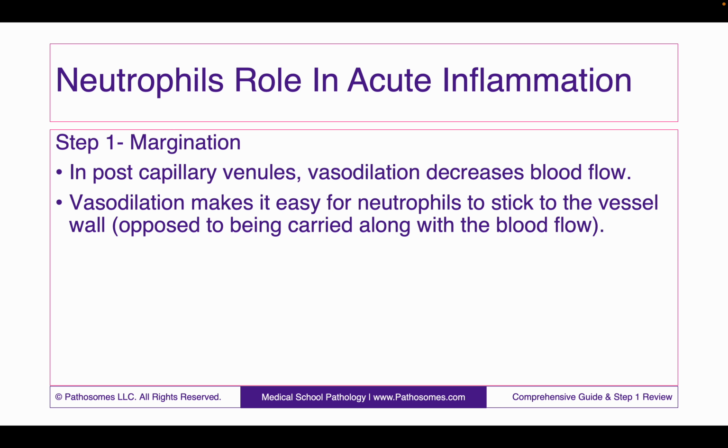Step 1 is margination. In the post-capillary venules, vasodilation decreases blood flow. Vasodilation makes it easy for neutrophils to stick to the vessel wall, as opposed to being carried along with the blood flow, right?